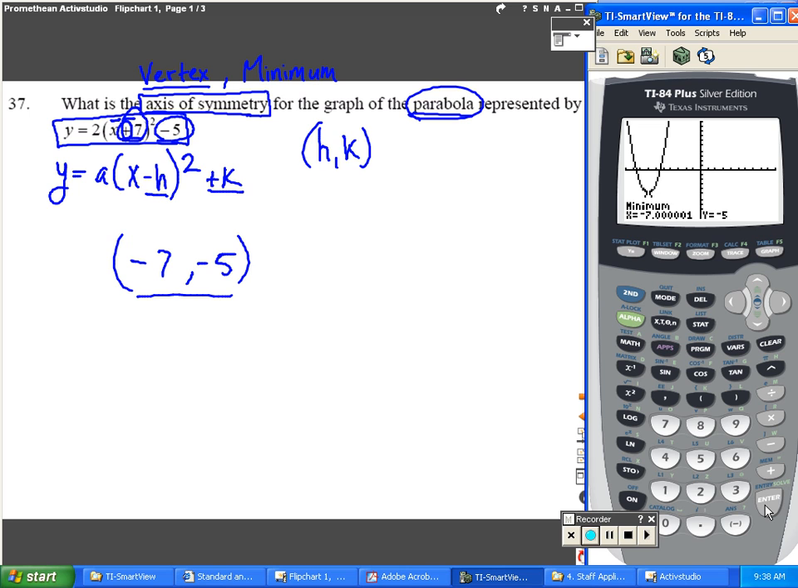All right, so we're given x is negative 7 and y is negative 5. That is exactly, well, 7.0001, rounded to negative 7. That's our vertex. That's our axis of symmetry. We're done.